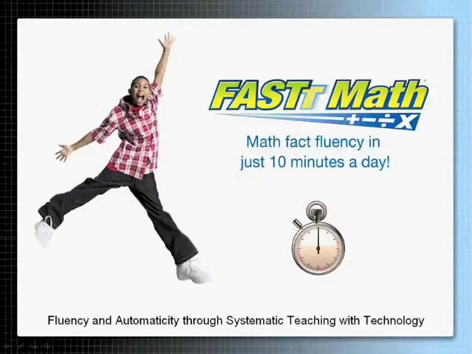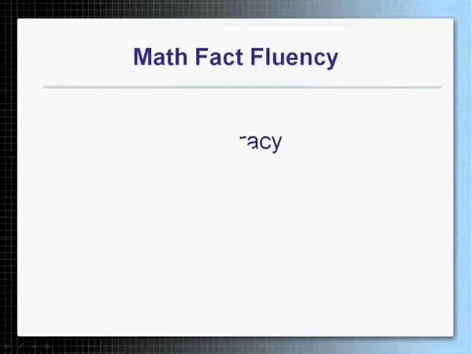So I'm going to start with FASTT, and FASTT, as you may notice, has two T's in FAST. And FAST is really an acronym for Fluency and Automaticity Through Systematic Teaching with Technology. And FAST is a program, as I said before, targeted to help students in grades 2 and up achieve math fact fluency. So what is math fact fluency?